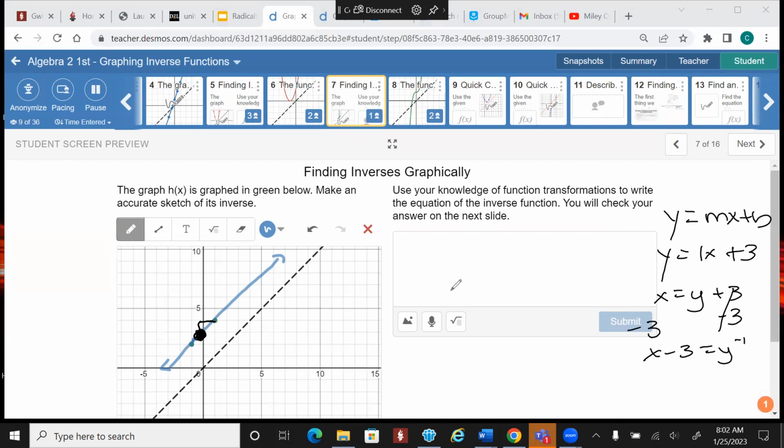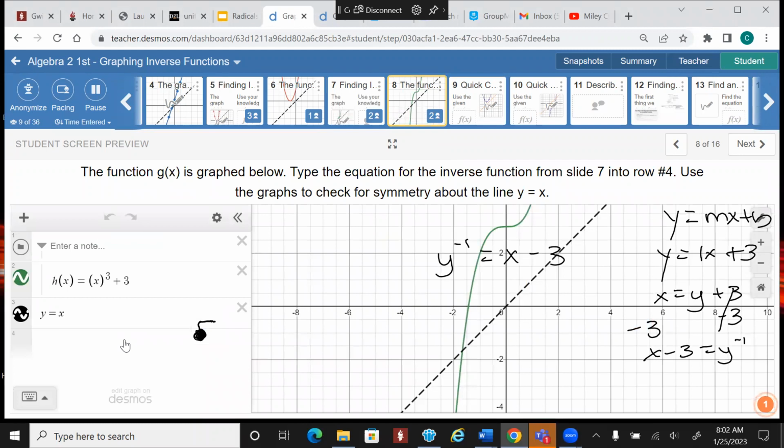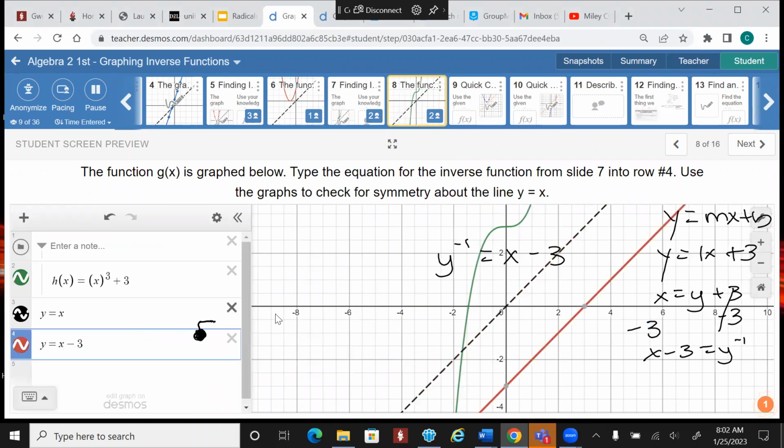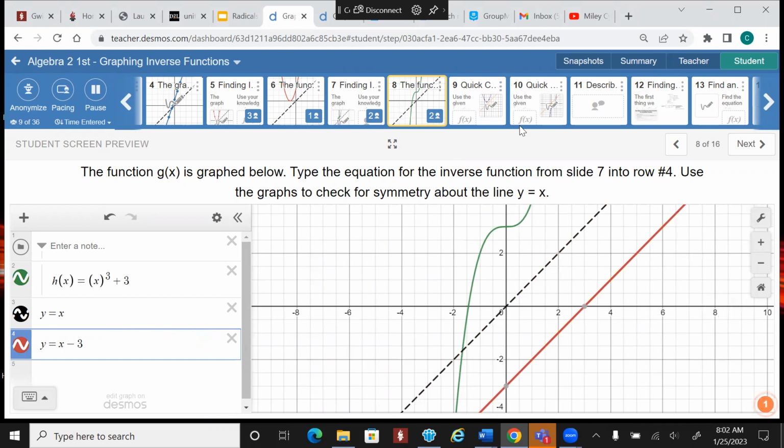So you're good. Okay, so the inverse function is going to be x minus 3. Okay, so let's check our work. Y equals x minus 3. Oh, I'm sorry. This is not checking it.